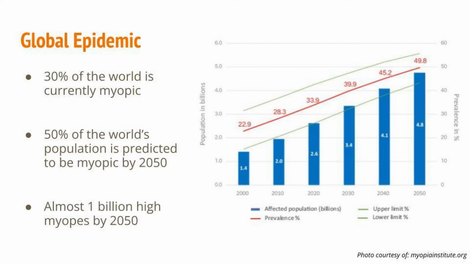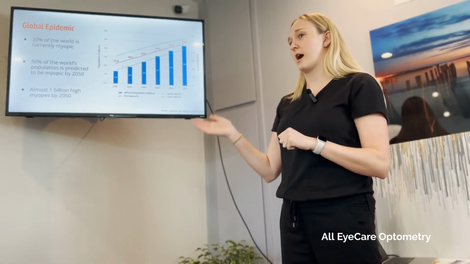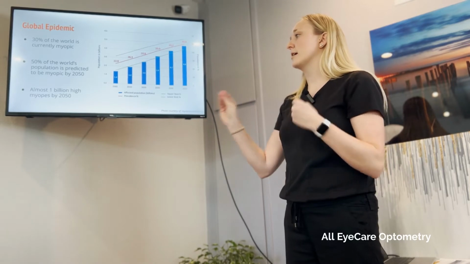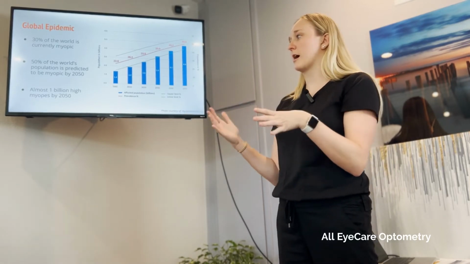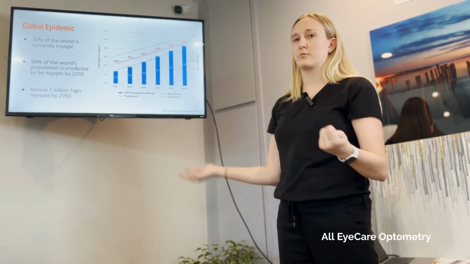Okay, so myopia is currently a global epidemic. The number of people in the world with myopia is growing pretty rapidly. Currently, about 30% of the world's population has myopia already. And there was a landmark study recently that predicted that by 2050, half of the world's population is going to be myopic. Because of that, there are going to be almost 1 billion people with high myopia, so a -5 or higher. And so as an eye industry, we're looking at ways to prevent the complications that come with myopia because so many people are going to have it.